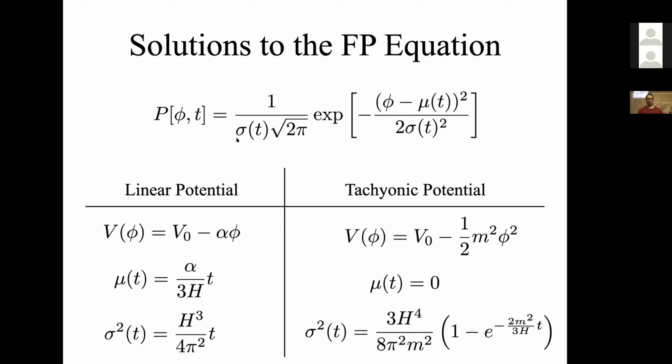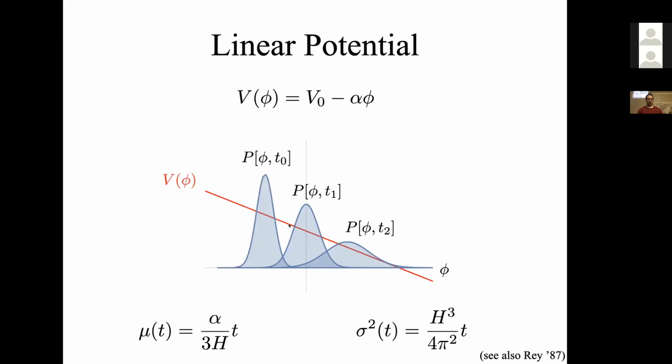There's a mean mu, there's a standard deviation sigma. These things evolve in time, and their evolution, of course, is different for the linear potential and the tachyonic potential. It's easiest to understand these in pictures. So in the case of a linear potential, if the field starts up here at time 0, then as time goes on, classical evolution means that the field will roll to the right. The mean will increase. At the same time, though, the quantum fluctuations mean that this probability density function will spread out as the variance increases linearly in time. So as time goes on, you're going to move down here, but the wave packet will get flatter and flatter.